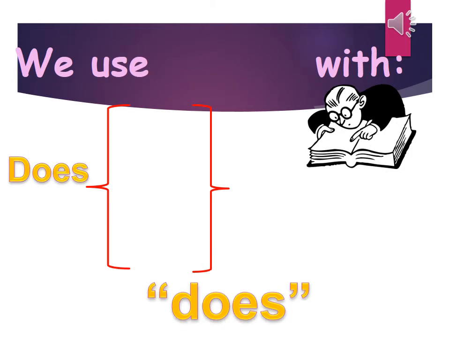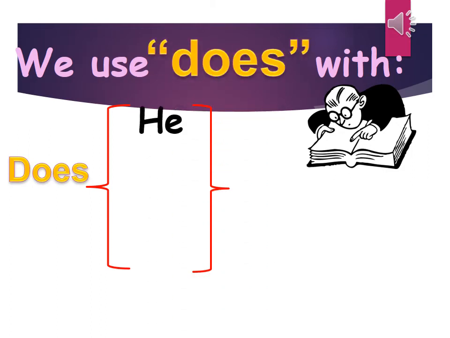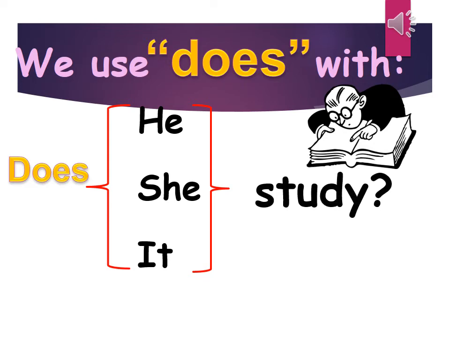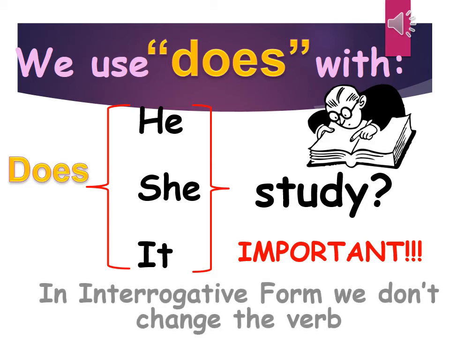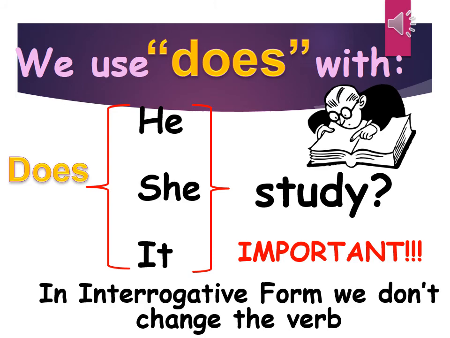We use does with he, she, it. For example, does he study? Does she study? Does it study? Notice here the main verb without any change. So, in interrogative or yes or no question form, we don't change the verb.